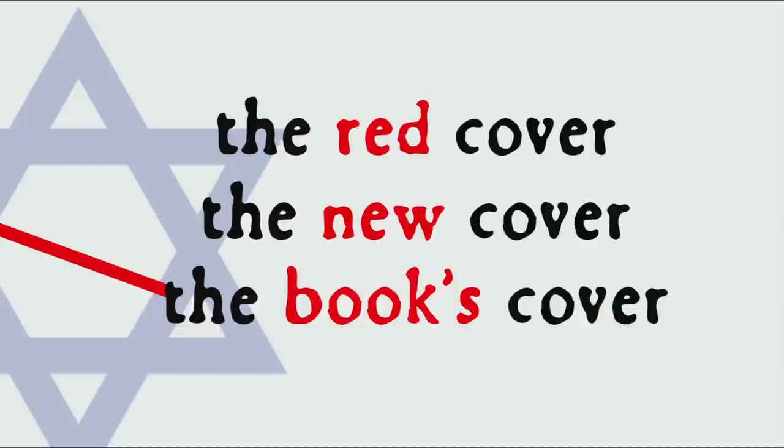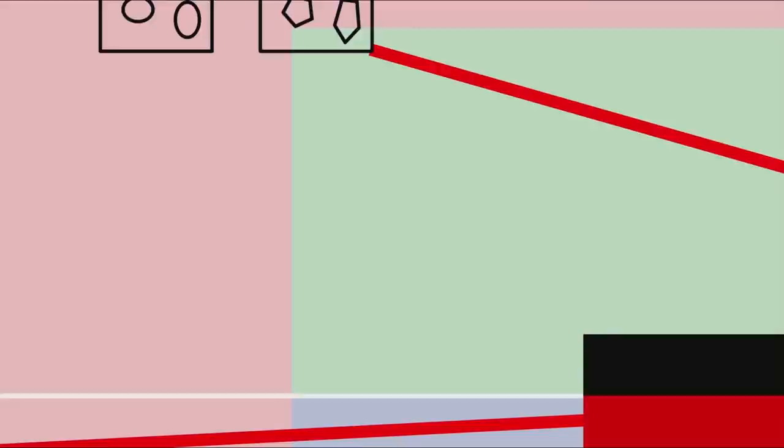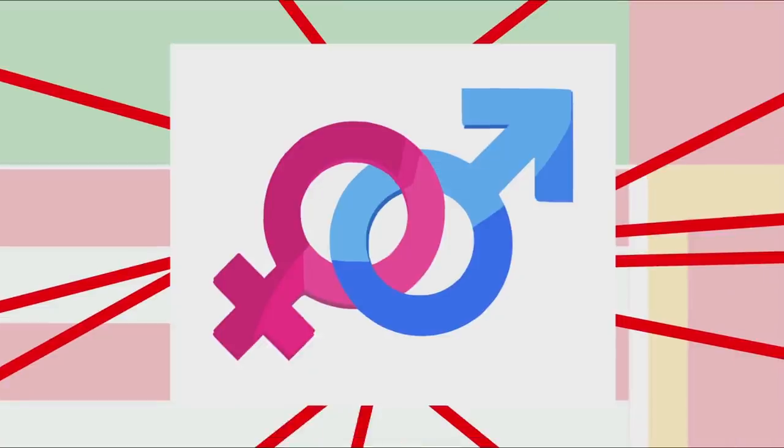The red cover, the new cover, the book's cover. All of these phrases specify the particular cover you're referring to from a larger set of covers, so they're ways of categorizing things. Okay, maybe that explains why grammatical categories like case exist and why the apostrophe S hung around in English when the other case endings disappeared. But what about grammatical gender? Why do languages have genders that go beyond natural gender, like male and female, you might ask?